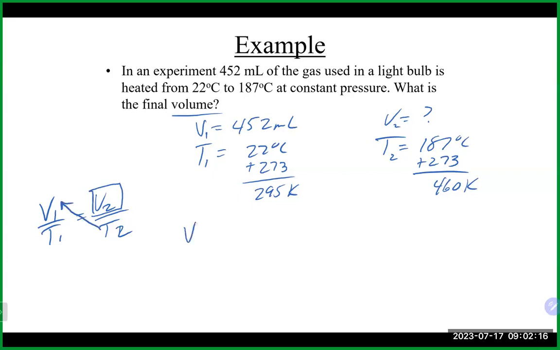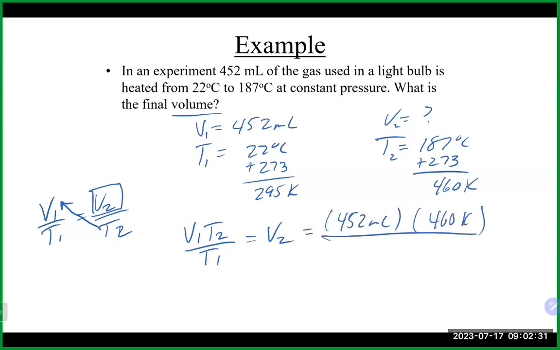And that will give us V1 T2 over T1 is equal to V2. Popping in our numbers again in the correct spots here. V1 being 452 milliliters up on top, our T2 being the 460 up on top, and 295 there on the bottom, Kelvin. Kelvin's going to cancel, going to leave us with milliliters when it's done. 452 times 460 divided by 295 is going to give us about 705 milliliters in this case.